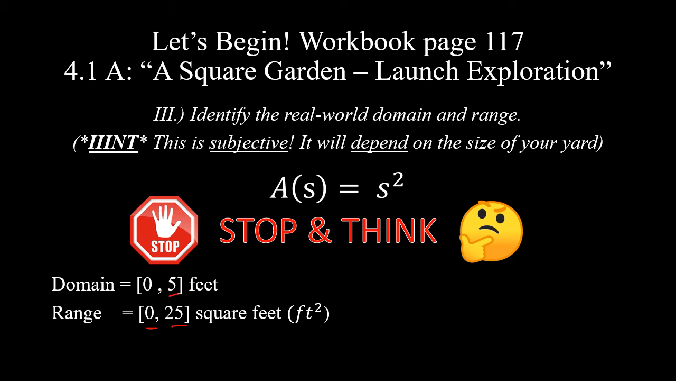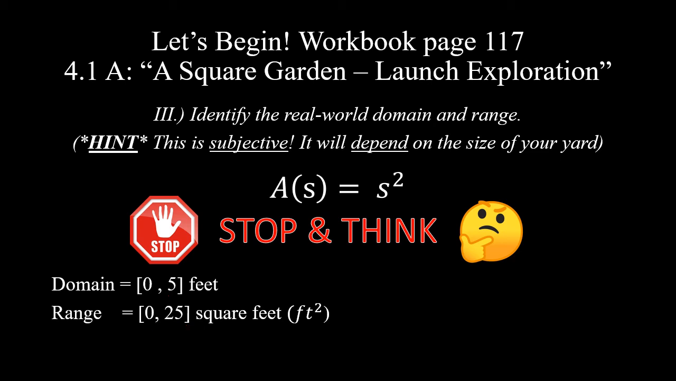Now for you, maybe you have a really, really big yard and you said, okay, well, my side length could go all the way up to 6 feet. Maybe you could accommodate a square garden where it's 6 feet by 6 feet. So then your range would look a little bit different. Your range would then go from 0 to 6 squared, which would be 36 square feet, okay? So it's all about what you think is reasonable here.